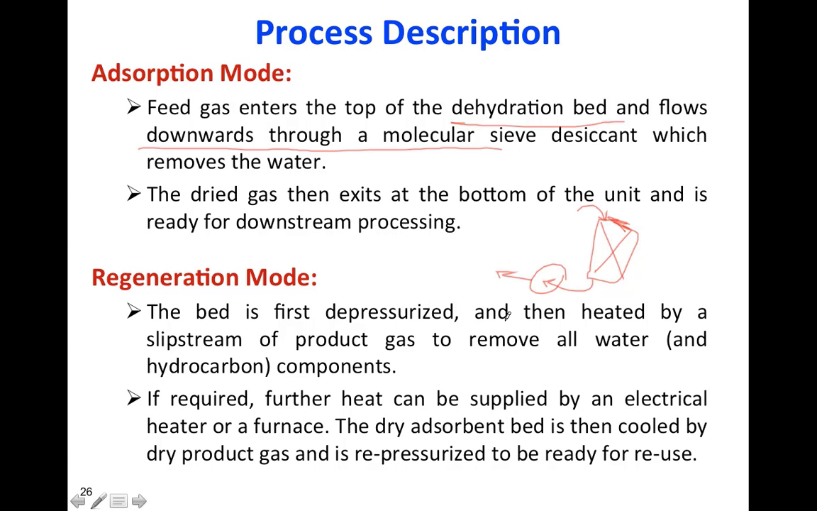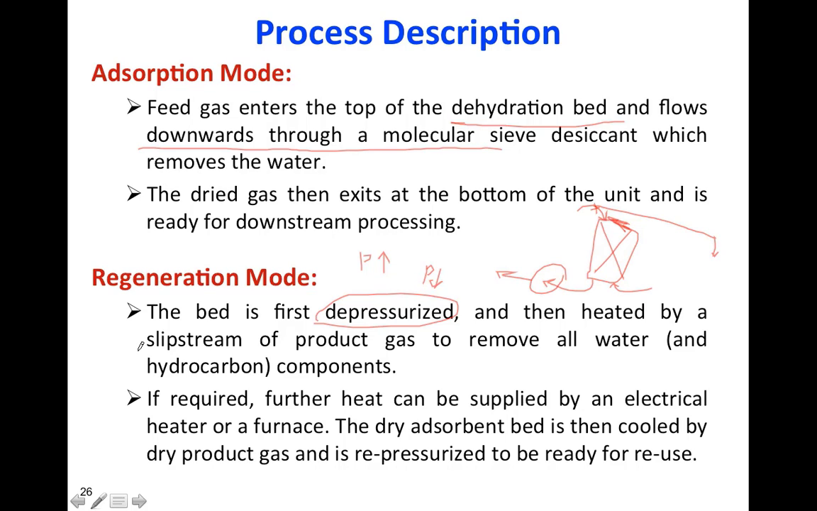In the regeneration mode, as I said, I will stop this valve and send my natural gas to another column, but I will have a hot gas here. I will send a hot gas. The bed is first depressurized. As I said, adsorption is better at high pressure, so desorption or regeneration is better done at lower pressure.